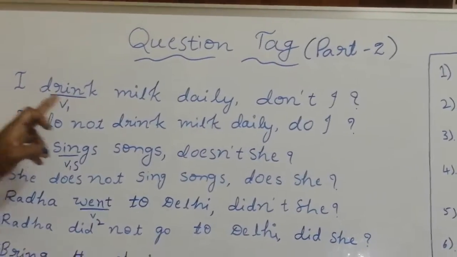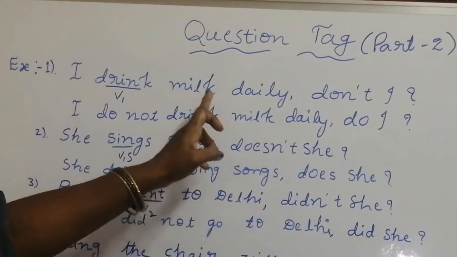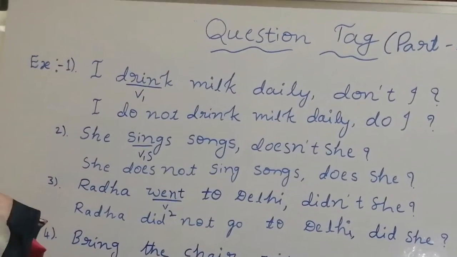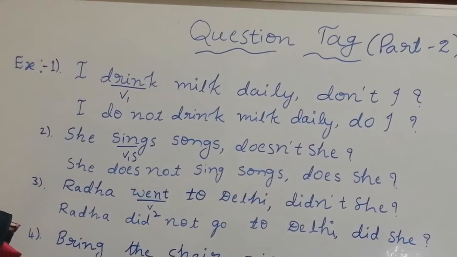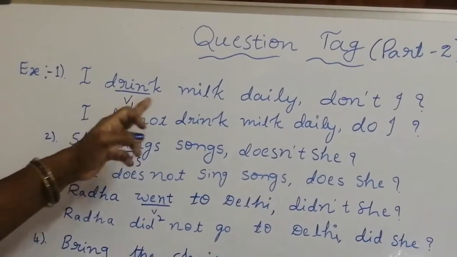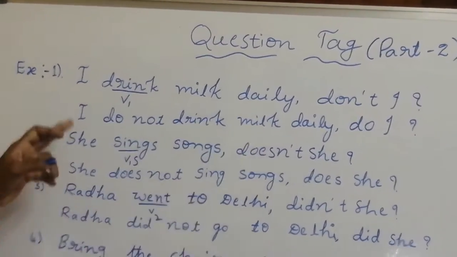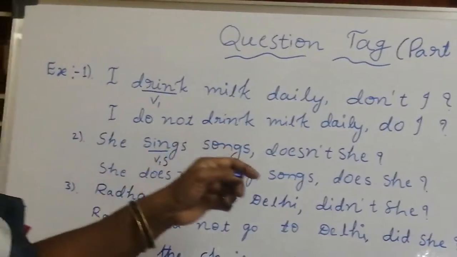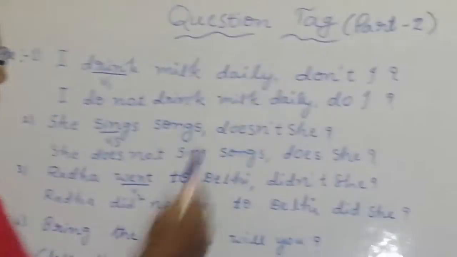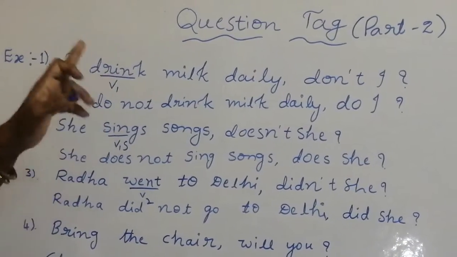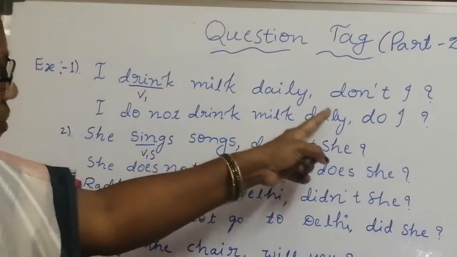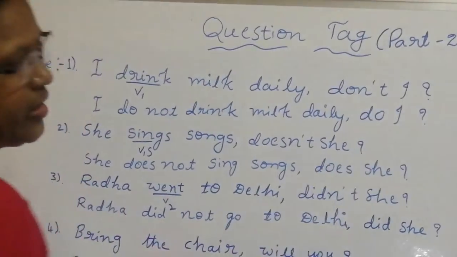Now it is a positive statement. Already we have learned: positive statements have negative question tags, and negative statements have positive question tags. In the same way here, it is a positive statement. What is the sentence? I drink milk daily. It is a positive statement, so we should add a negative question tag. When v1 is there, we use do. Here it is a positive statement, that's why we should write don't I.